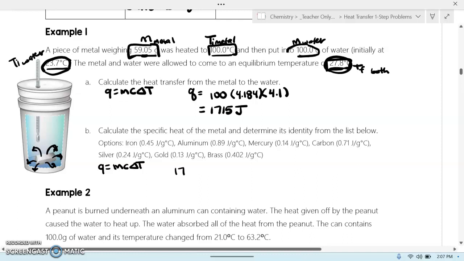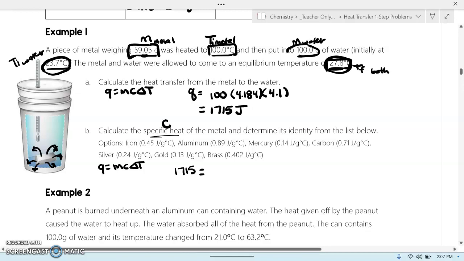So now this time we're going to solve for specific heat. Calculate the specific heat, that's C, of this metal, and determine its identity from the list. We can do that because, like we talked about last week, specific heat is an intensive property, so it's about its identity, and it doesn't change based on the amount of substance. The amount of heat required will change based on mass and things like that, but not the specific heat itself.